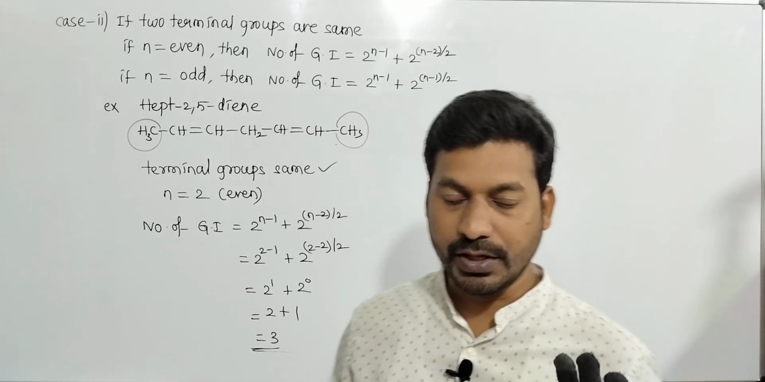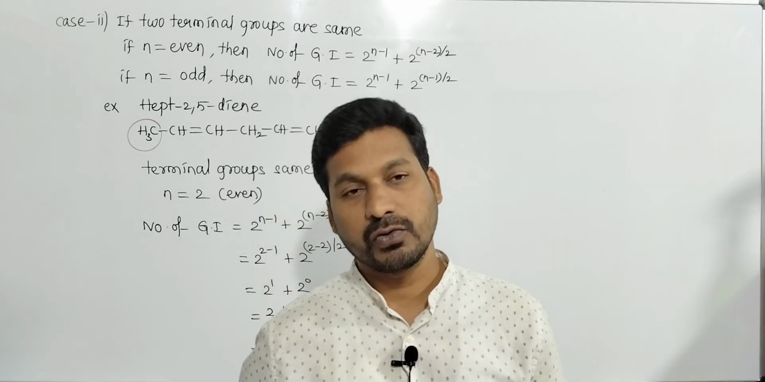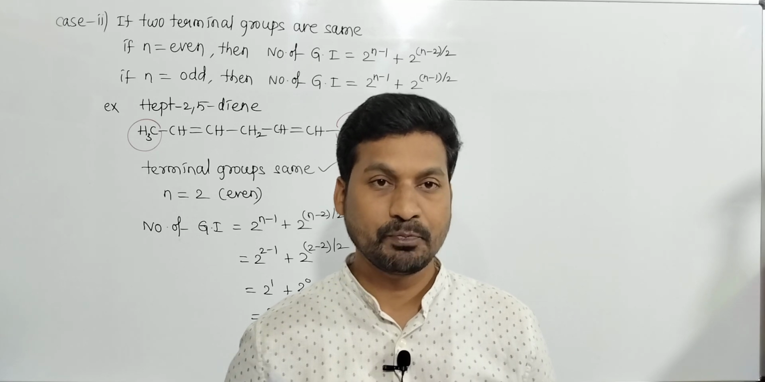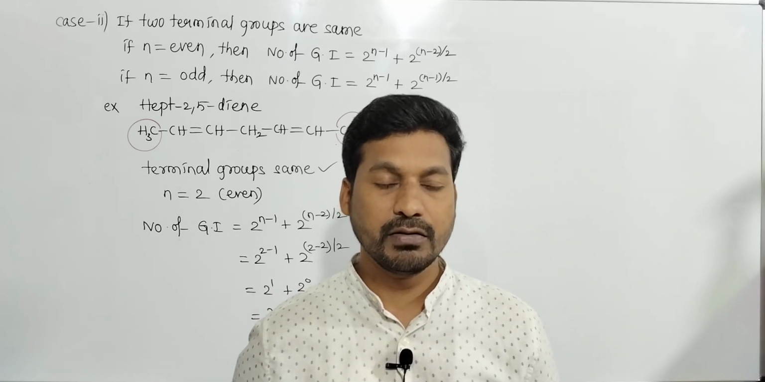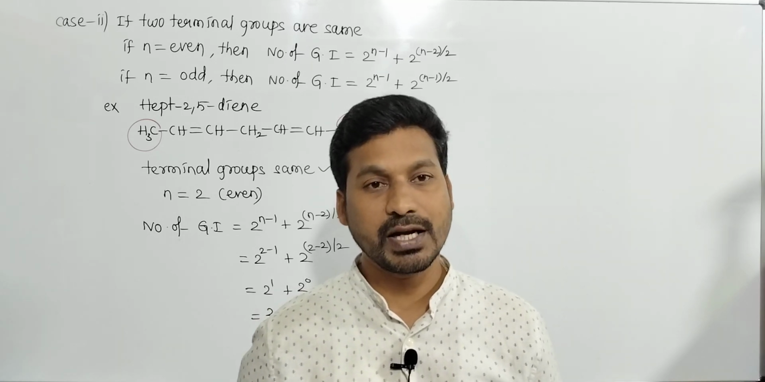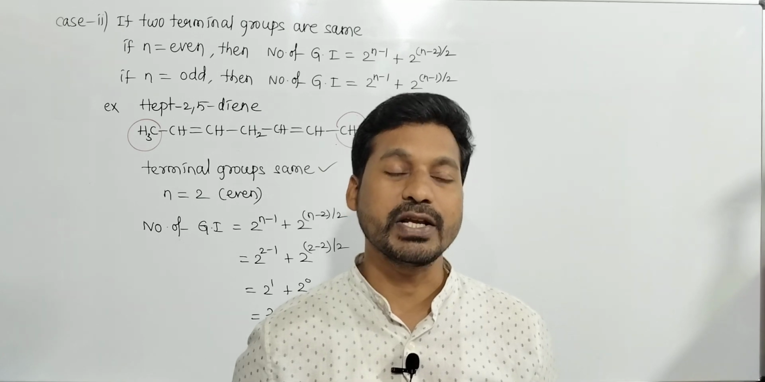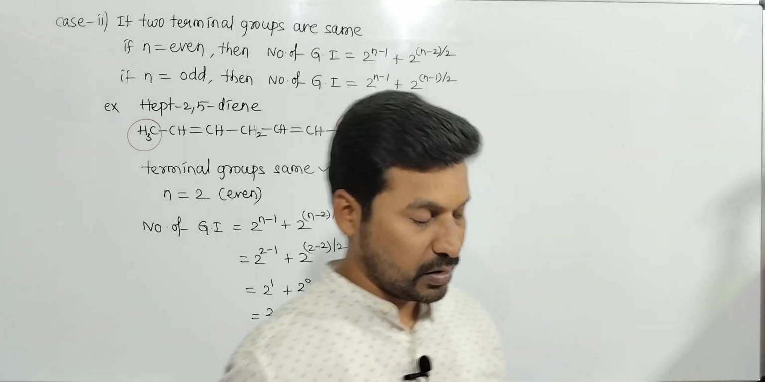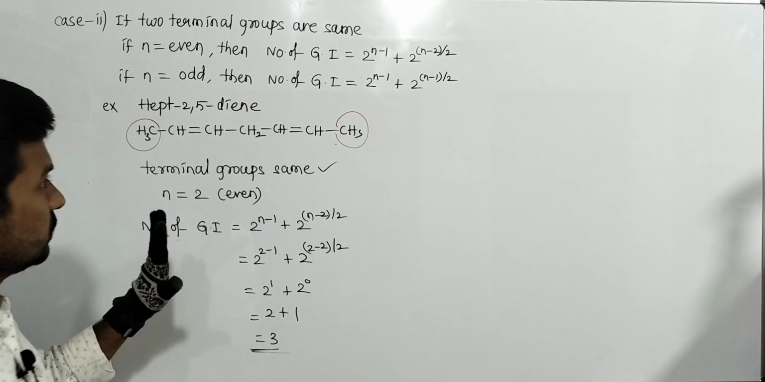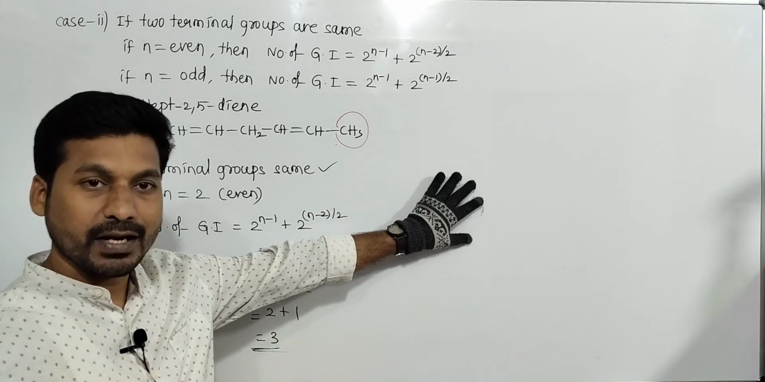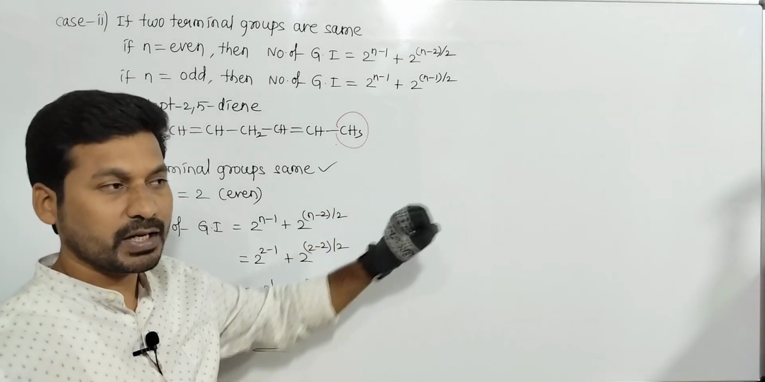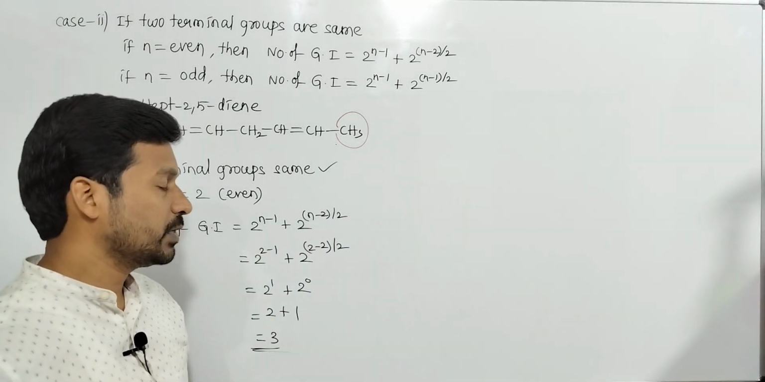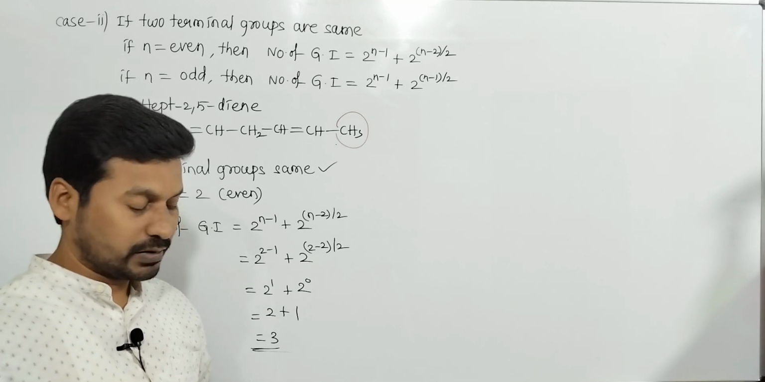For geometrical isomers, we have three types of notation: cis-trans notation, EZ notation, and syn and anti notation. We will see them in this video only. So geometrical isomerism in alkenes is completed. Next, geometrical isomerism in cycloalkanes.